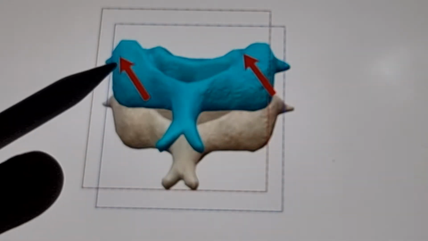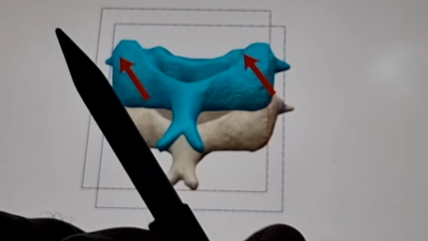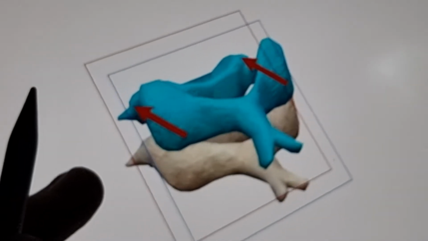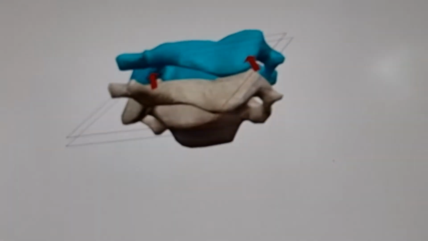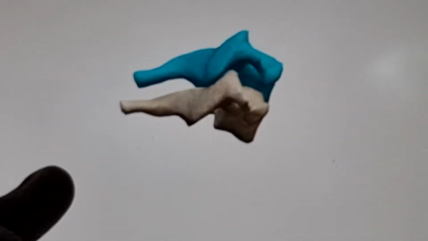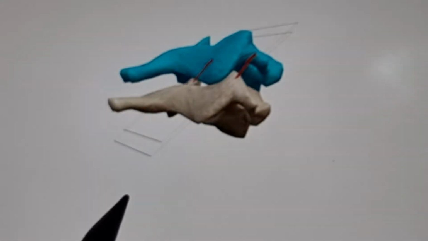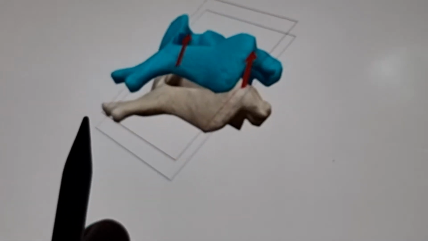There we are. What's happening is it's going in a plane like this, and it's just translating that way. So this is a different sort of function, and it's going within the plane of the facet joint, but it's going at an angle like that. So there's no arcing here. It's literally just one flat sheet sliding over another flat sheet.